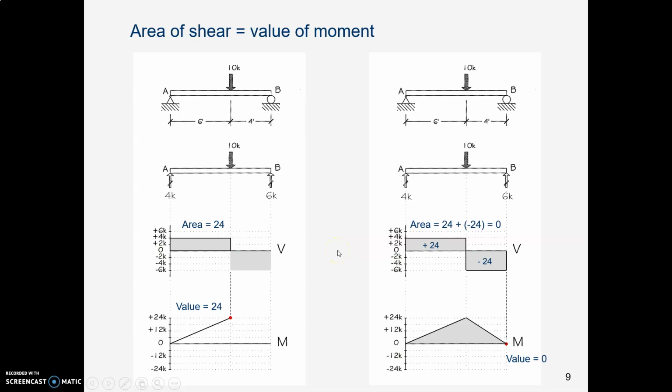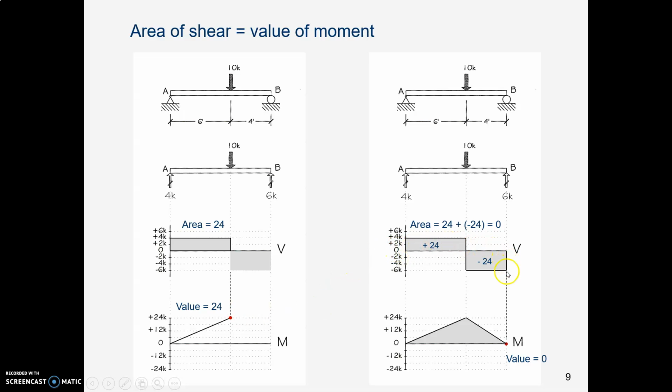And how do we find the numbers for the moment diagram? Again, the area of the shear diagram tells us the value of the bending moment. So the area of the shear diagram is what? We went up 4k, so we're up 4k pounds, and we have a length of 6 feet. 4k times 6 feet gives us 24k foot-pounds. So I made a slopey line going from 0 all the way up to 24k.